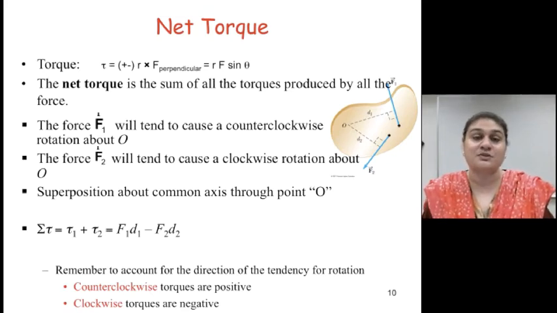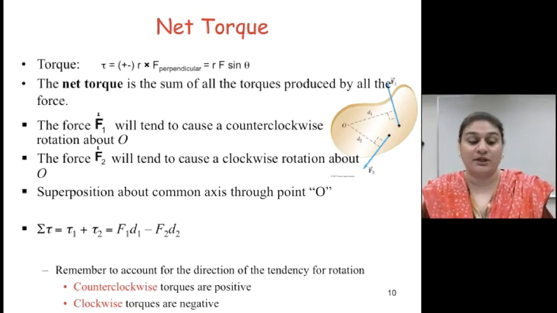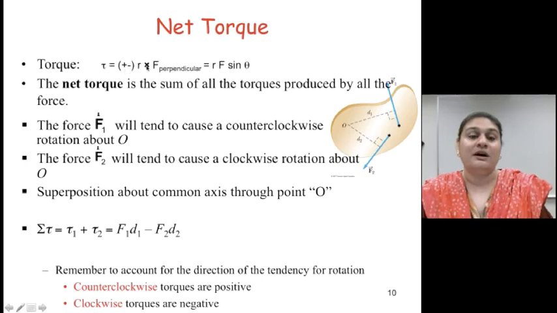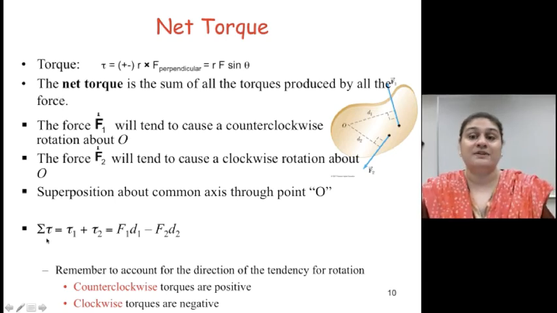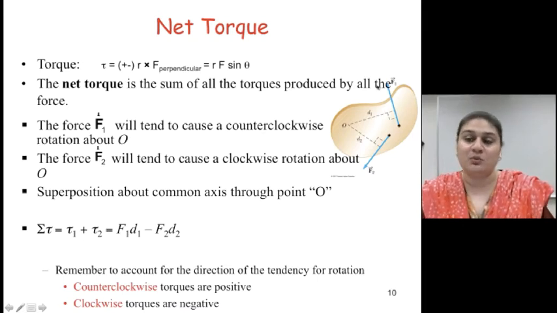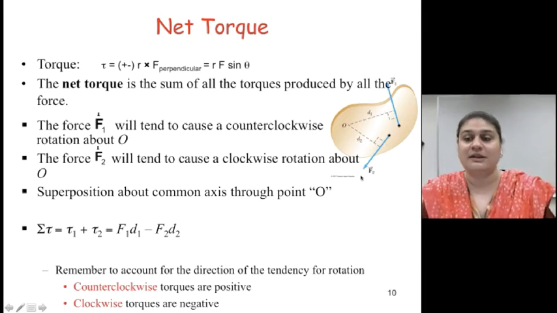Well, in that case, what you will need to do is define what net torque you have. So the torque we know is equal to R times F perpendicular, which means it is R F sine theta. Just like we had the sum of forces, we are now also going to have the sum of the torques, right? So let's say in this example, there are two forces acting on it, F1 and F2, and they are opposing forces. One will cause the object to rotate this way, and the other one will cause the object to rotate this way, right?